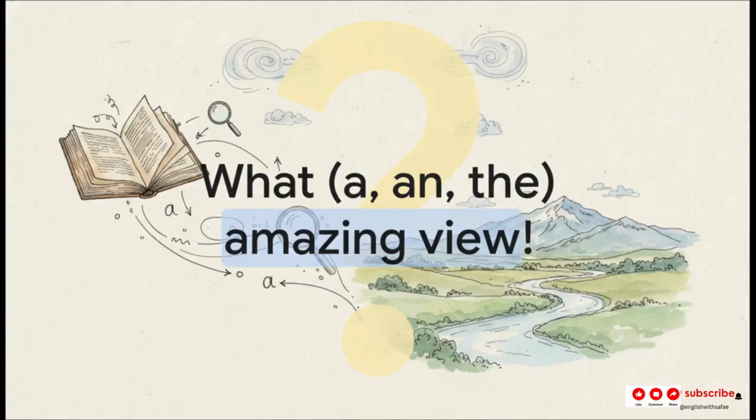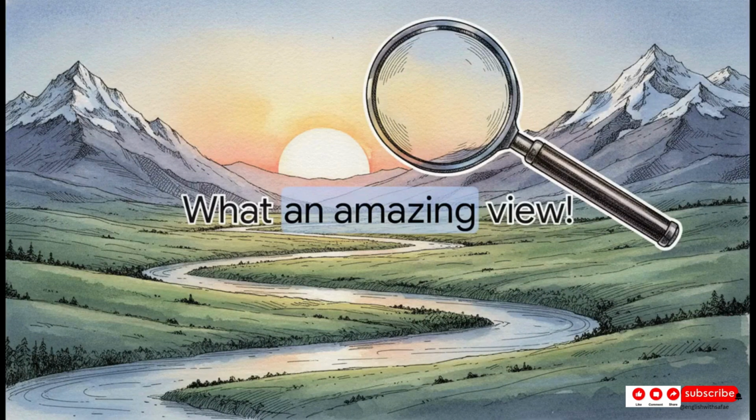All right, final test before we recap everything. A, an, or the amazing view? Here's the hint. Look really closely at the modifier directly following the blank space, rather than the noun itself. You got it, an amazing view. The word amazing starts with an A vowel sound, which dictates our choice of an. Even though the ultimate noun at the end of the phrase is view, the article always agrees with the sound of the word immediately following it.